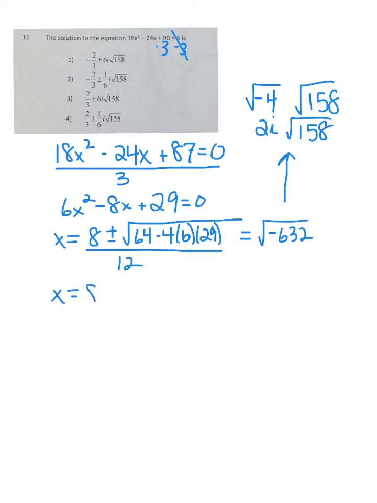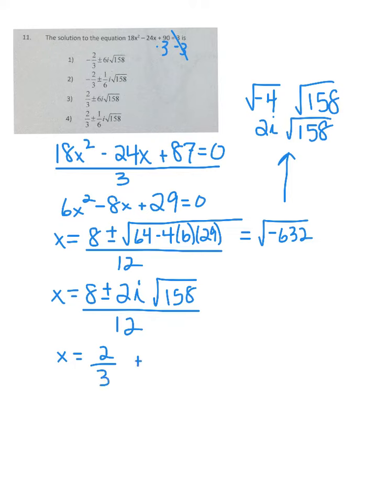So I have 8 plus or minus 2i times the square root of 158, and then that quantity divided by 12. All right, now you see the 4 choices are in a plus bi form, so what I need to do first is let's tackle this 8/12. So I know that 4 goes into both of those, right? So 4 goes into 8 twice, and 4 goes into 12 3 times, plus or minus.